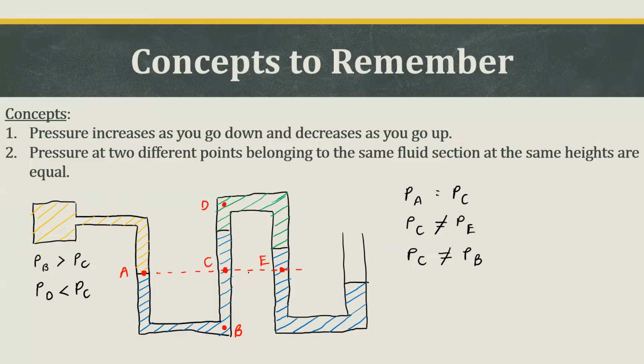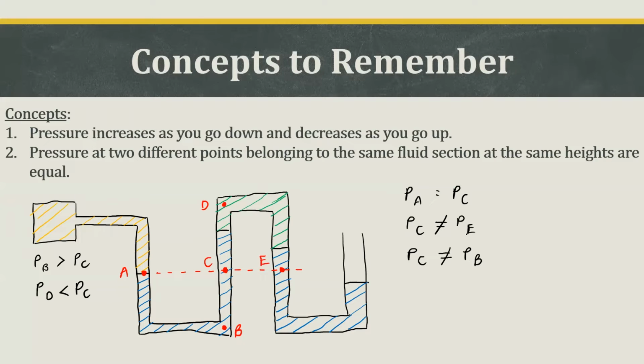Okay, but how about points C and E? They're both at the same height. They both belong to the same fluid, but they don't belong to the same section. When you look at the figure, this blue fluid section at the left and this blue fluid section at the right are separated by this green fluid section. So we cannot consider them at the same fluid section. Therefore, the pressure at point C is not equal to the pressure at point E.